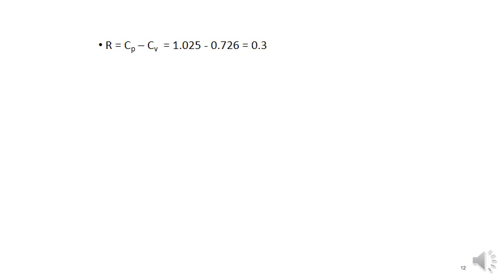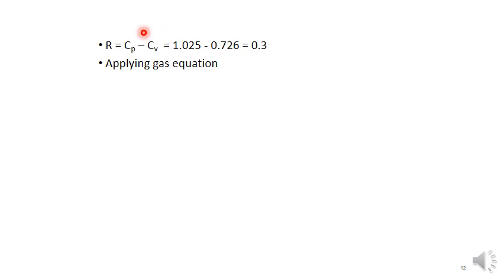To calculate the change in internal energy dU, first we have to calculate the R value. We know the relation between the gas constant and the specific heats: R is equal to Cp minus Cv. So what is the R value here? 1.025 minus 0.726 is equal to 0.3. So R is nothing but Cp minus Cv, which is 1.025 minus 0.726, equal to 0.3.